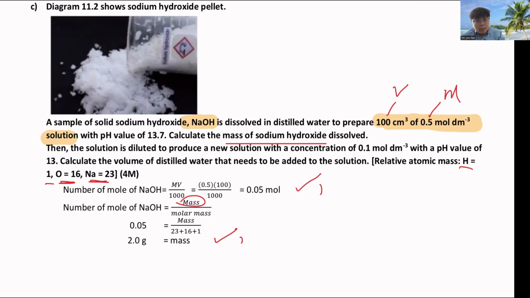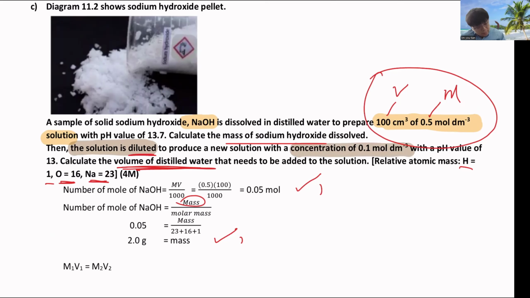Okay. Then this question is very special. He takes this whole solution and dilutes it to produce a new solution with a concentration of 0.1 mole. Then they ask you how much distilled water needs to be added.